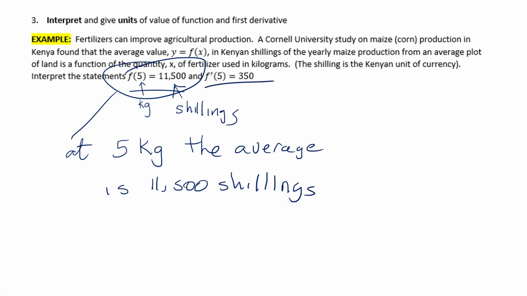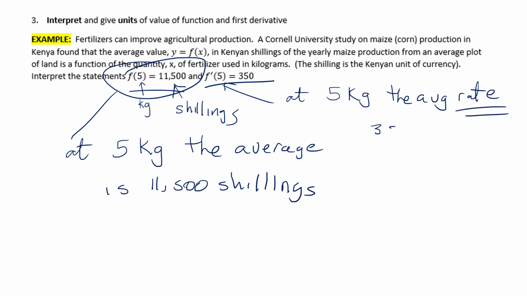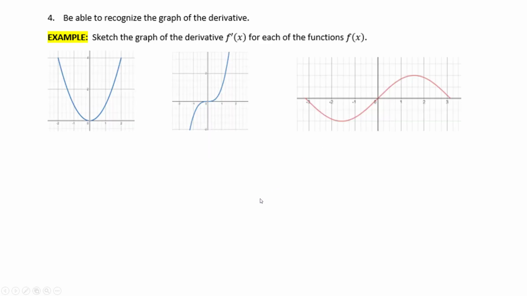That's just the value of the function. This piece, this is an actual rate. Okay, this is a derivative. You see that little prime there. So what this is saying, your x value doesn't change. So still at 5 kilograms, the average rate, and that's the key word, is changing by 350 shillings per kilogram. And that's kind of the key there, is that you're seeing the difference in the actual units.